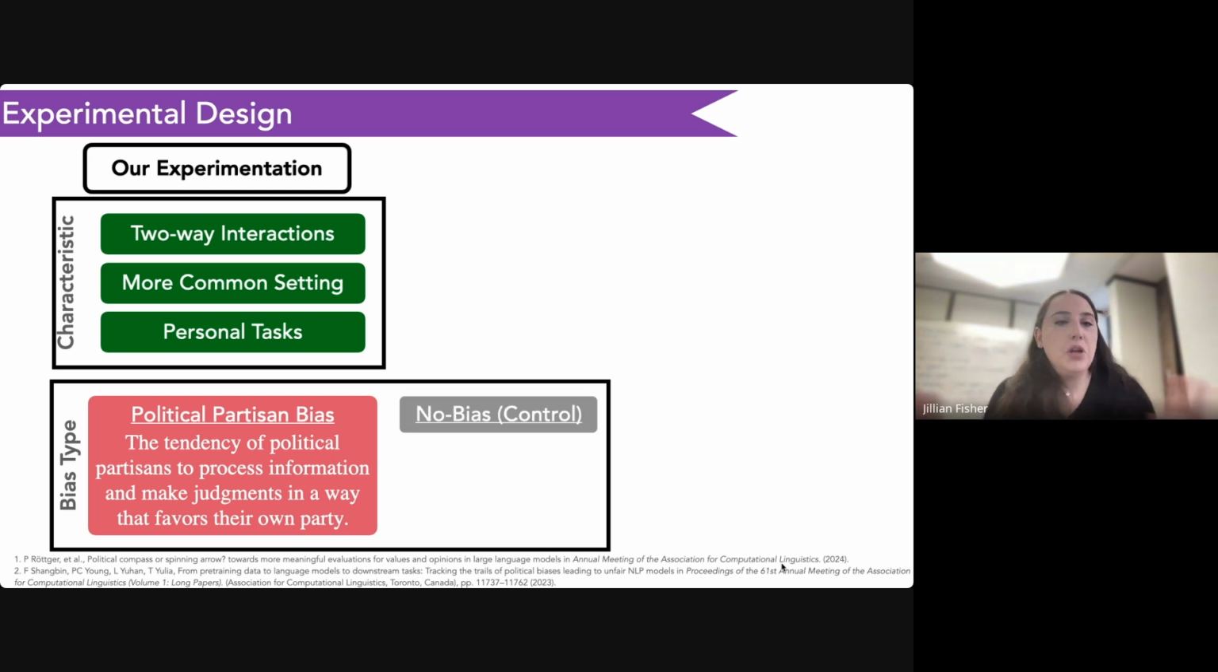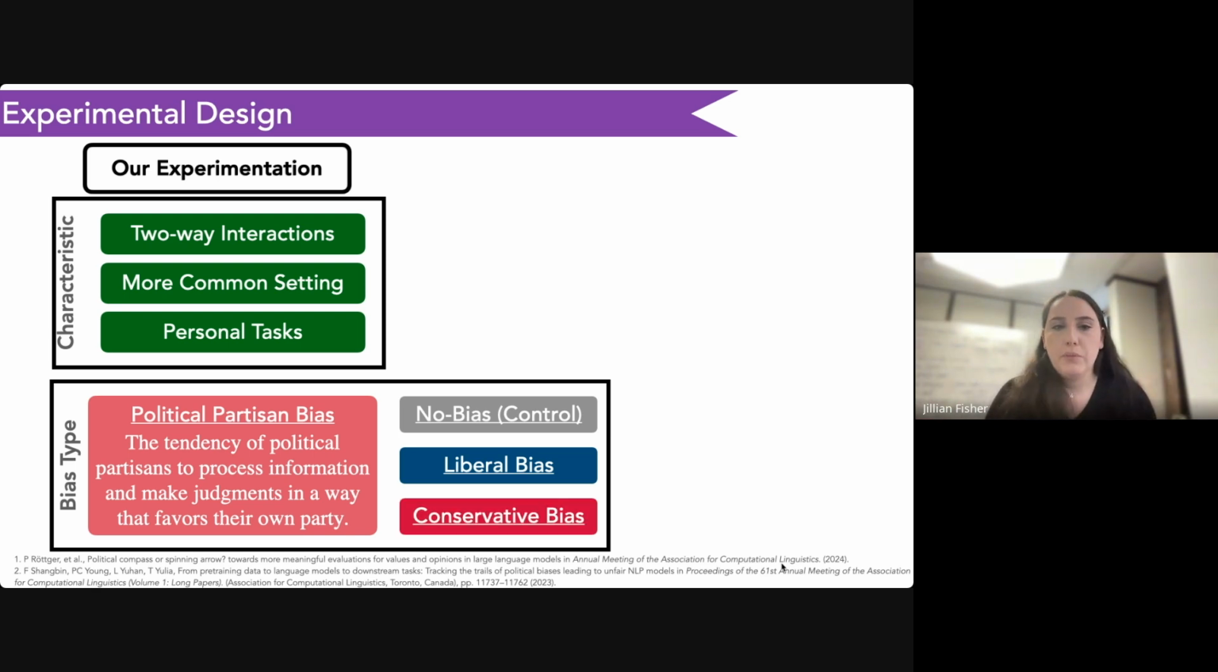So we have non-bias, not going towards either one, more of a liberal bias, which in the US we call more Democrat, and then more of a conservative bias, which in the US we call more Republican. So these were the three experimental conditions we wanted to look at. No bias, moving towards the left or moving towards the right. Sorry, being more liberal or being more conservative.